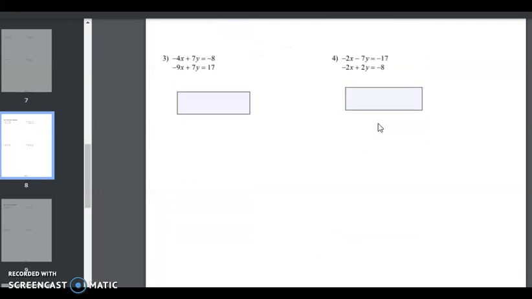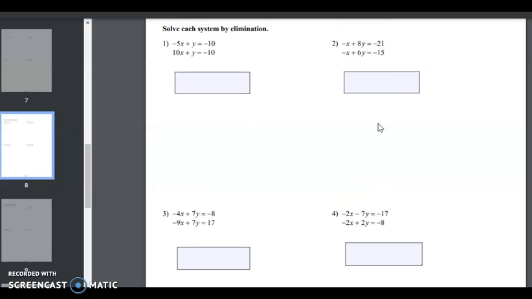This is page 607, question number 1. Now, in these questions, we have to change one of the equations before we add the two equations together.